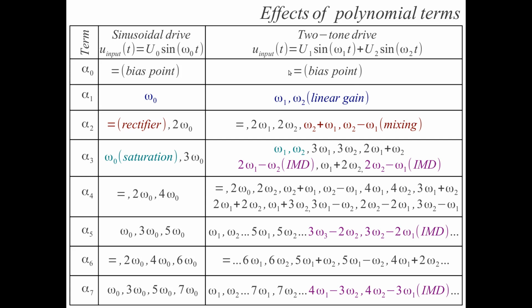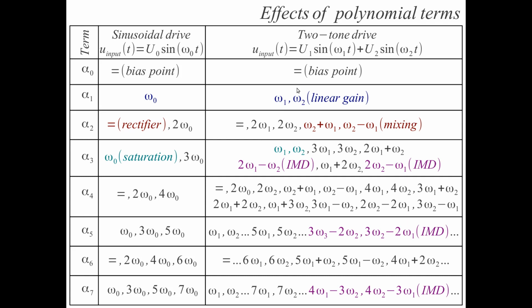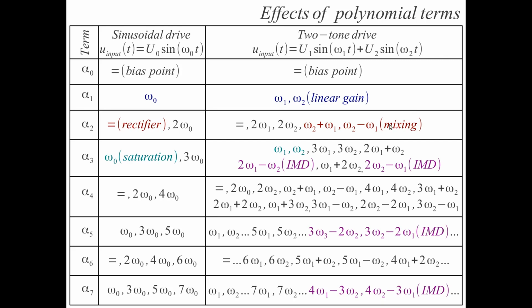Okay, alpha 0 again is just the bias point. If you only have alpha 1 in the transfer function, alpha 1 is just amplification, of both omega 1 and omega 2. This is what we want. The linear gain is usually what we want out of our amplifier. But any amplifier will also have higher order terms, especially if we come close to saturation. And the square term alpha 2 will generate the second harmonic, will generate rectification, but it will also generate mixing. So at the amplifier output we see the sum of both input frequencies and the difference of both input frequencies.